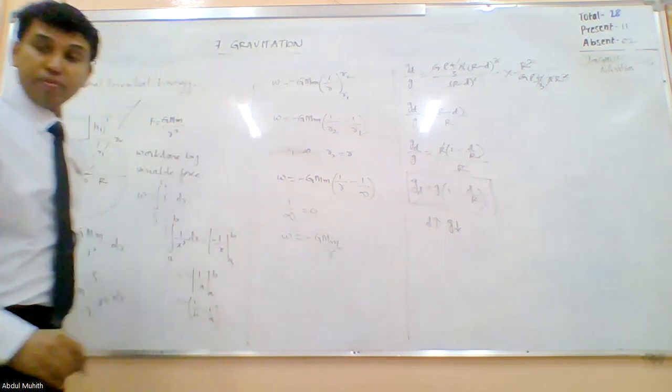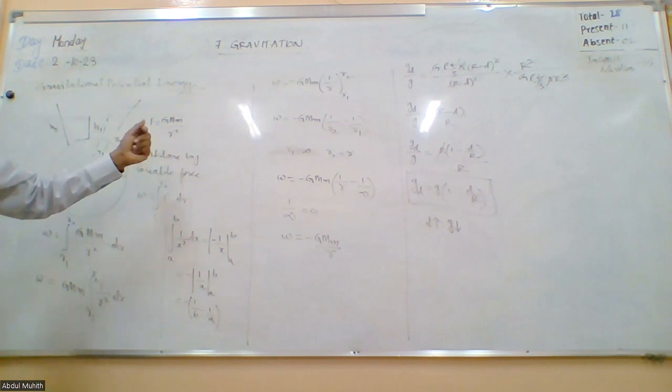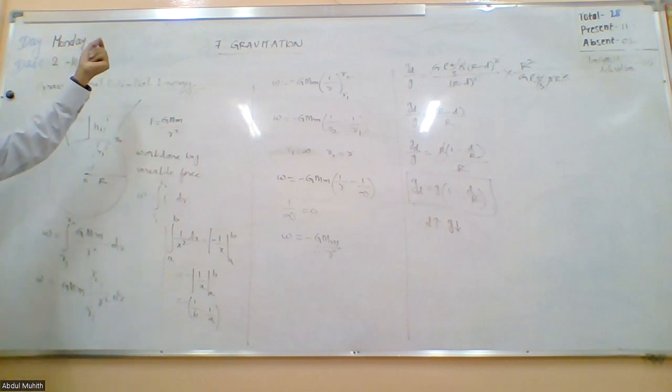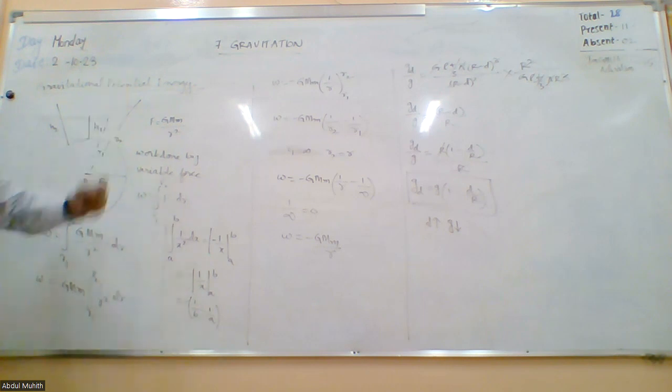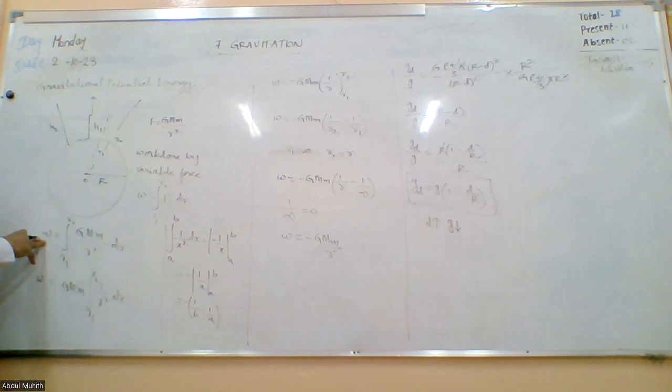We are bringing the body from infinity to the point, or we are taking the body from the point R to infinity. Understood? Suppose this is the body, I want to take the body from here to here. Is that clear? So R2 is infinity and R1 is the point R. Understood all of you?